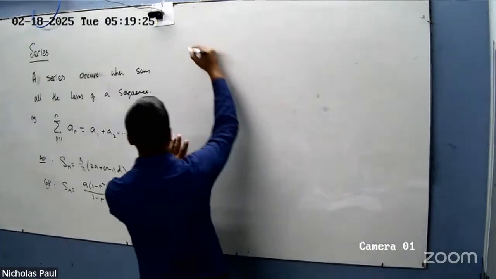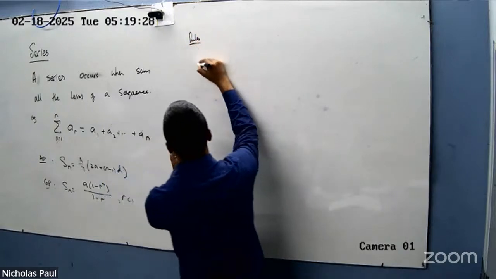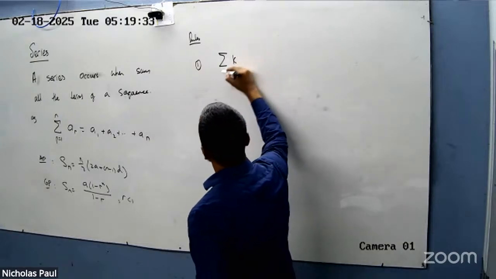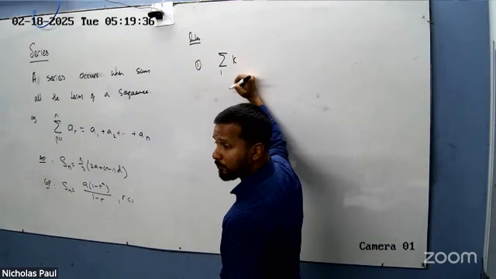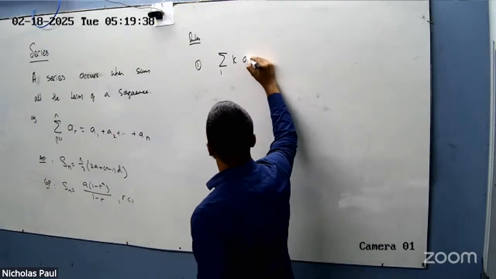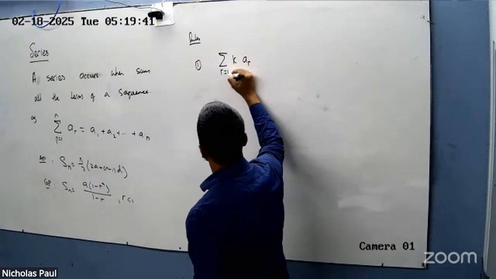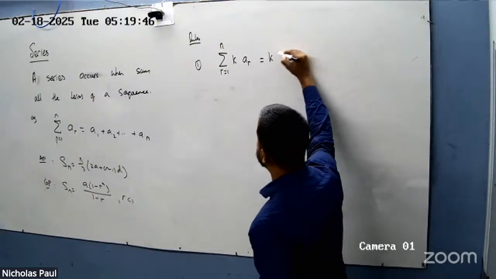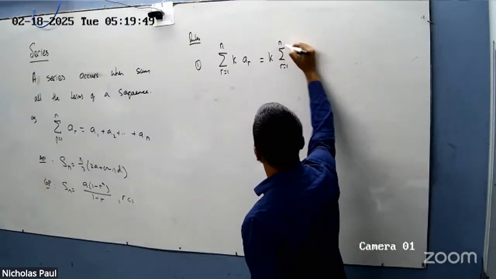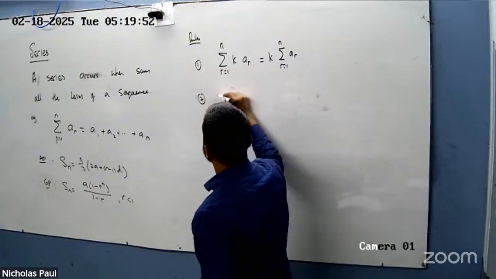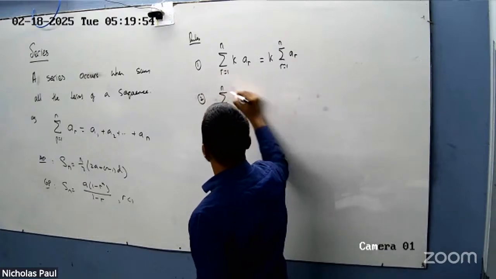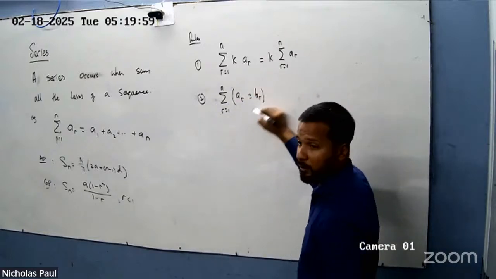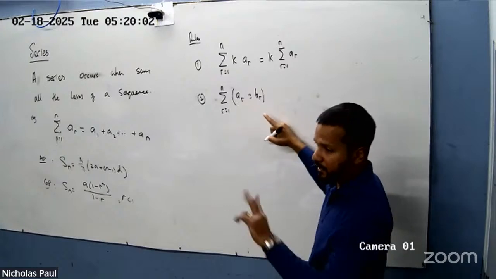You all remember the rules for series? Like if I give you the sum, what's the rule here? You could pull the constant on the outside. What's the rule here? If I give you something like this, you can split it up.